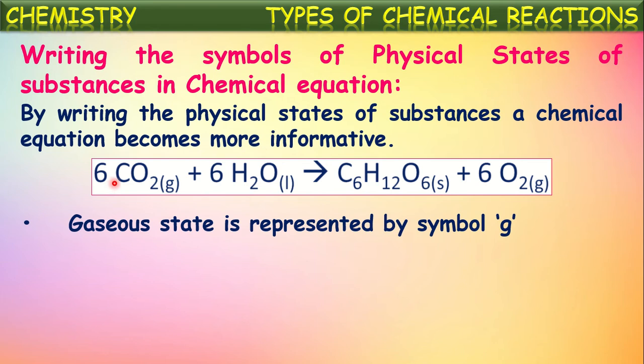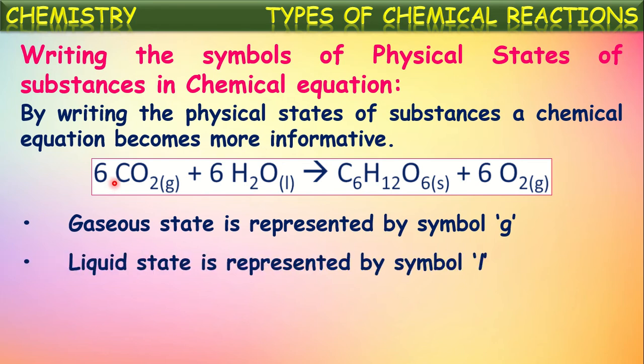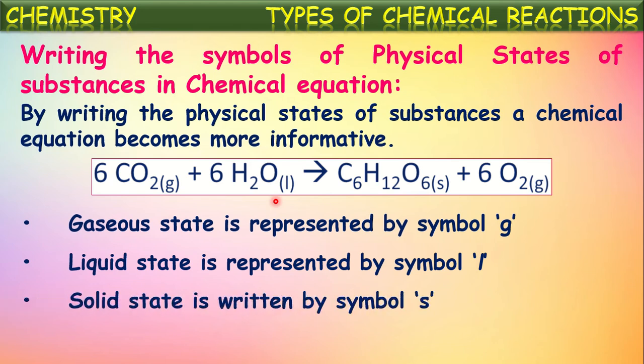In chemical equations, certain chemicals will be in the liquid state. The liquid state is represented by the symbol L. See here in the same equation, water. Water is taken by the plants through their roots in liquid form. So water is a liquid, and it is represented by using (l) beside the formula of water, which shows that this component is a liquid substance.